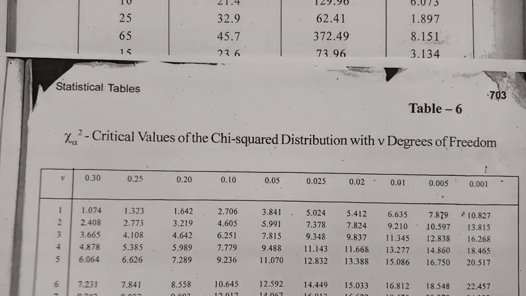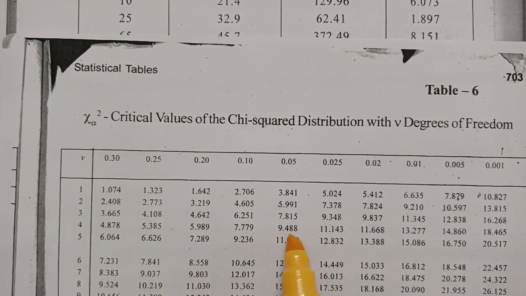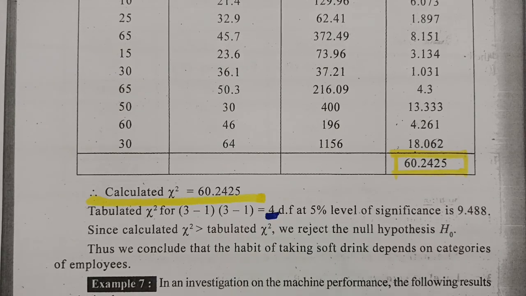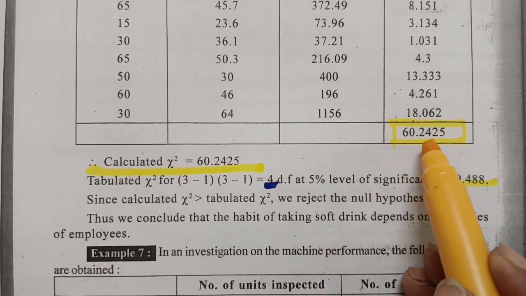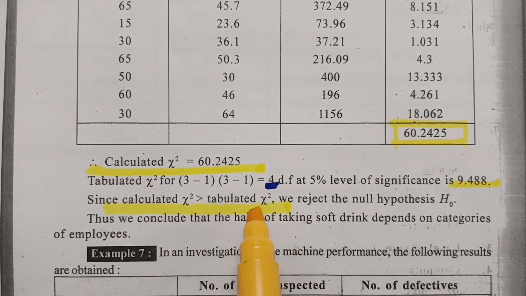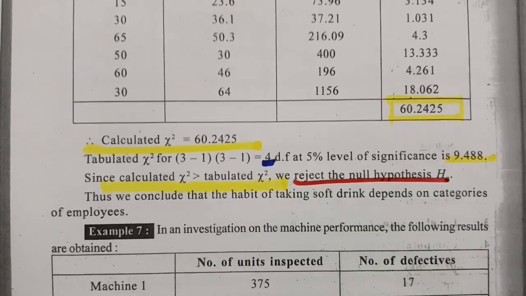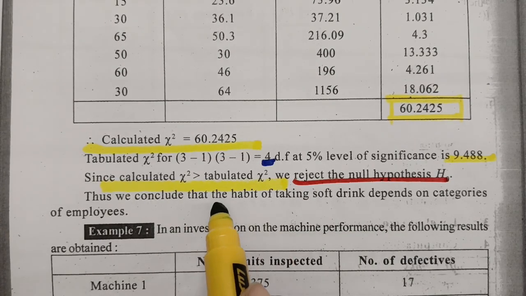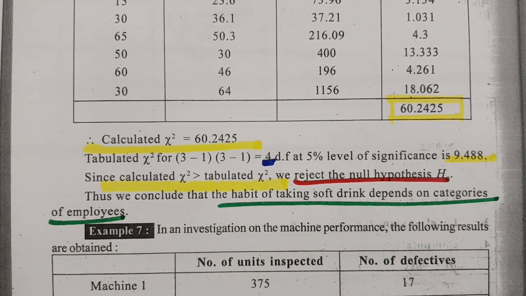So this is the table. And see here, for degrees of freedom 4, at 5% level of significance, 0.05, 9.488 is the tabular value. So we got 9.488 from the table, and this is the calculated value, 60.2425. Here we can observe that the calculated value is greater than the tabular value, and therefore, if it is greater, we are going to reject the null hypothesis H0. Then we conclude that the habits of taking soft drinks depend upon the category of the employees, and this is how we have to calculate.